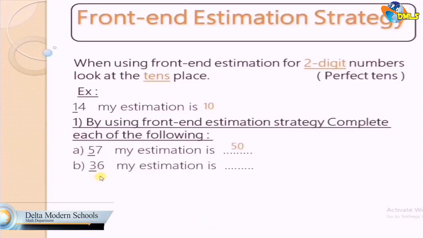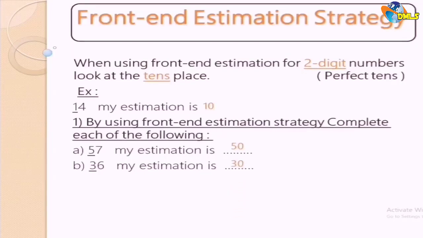Question B, 36, my estimation is. Again, 36 is a two-digit number, so we look at tens. Here I find in the tens is 3. What is the value of 3? 30. So the estimation of 36 is 30. And 30 is a perfect tens. Why is 30 a perfect tens? Because we said before, in estimation of a two-digit number, we put the number in the form of perfect tens.